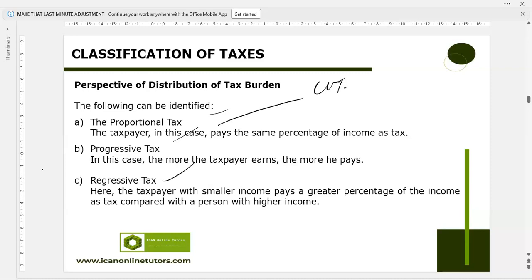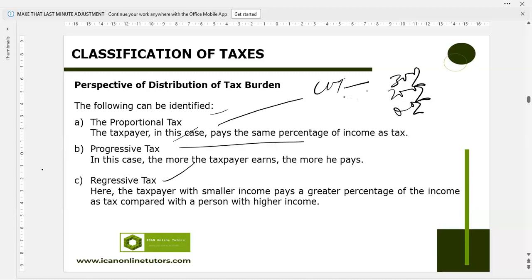Now, there is a boundary now. For companies that earn a revenue of 100 million naira and above, they pay 30%, that is 30% in proportion of their assessable profit. Then companies with turnover of between 25 million naira and 100 million naira pay 20%. Then companies with revenue below 25 million naira pay 0%.